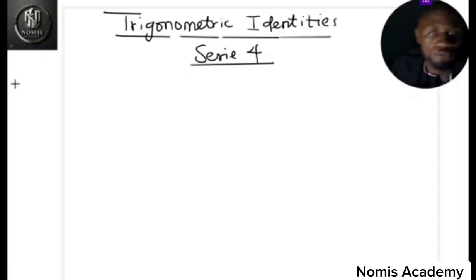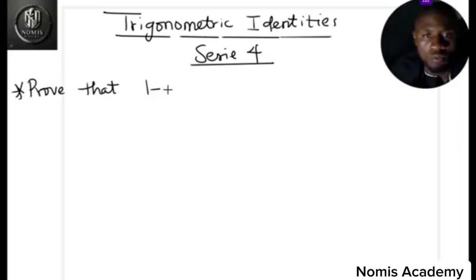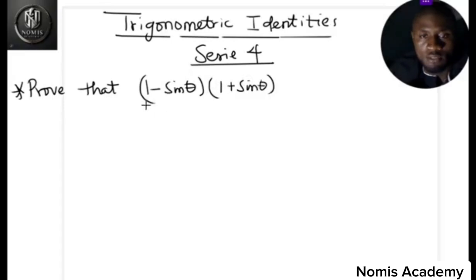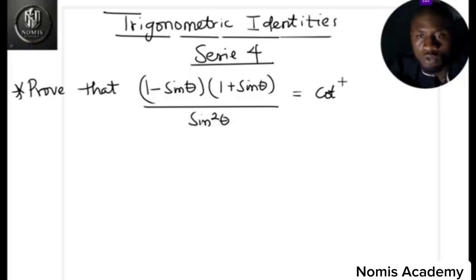We are going to prove that (1 minus sine theta) multiplied by (1 plus sine theta) divided by sine squared theta is equal to cot squared theta. I know seeing this you're already thinking, what am I going to do? But it's as simple as this. Let's get into the solution together.